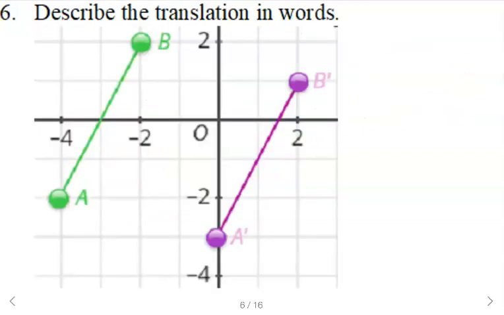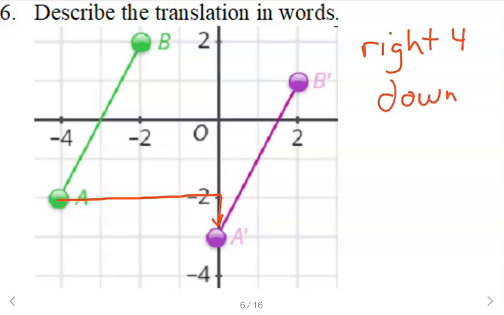Number 6, we're going to write a translation in words for this. So A gets moved to the right 1, 2, 3, 4, and then down 1. So right 4, down 1. We can make sure that that works for B: to the right 1, 2, 3, 4, down 1, and sure enough it works. So in words we can say it's translated to the right 4 units, down 1 unit.